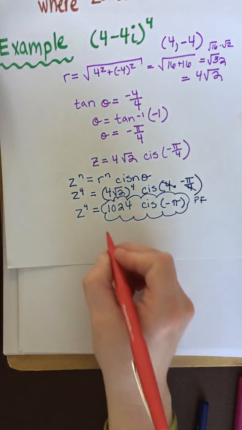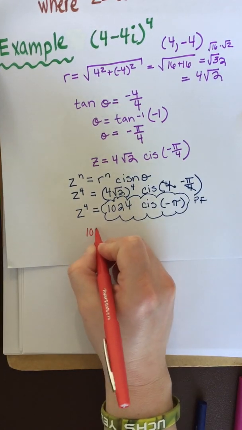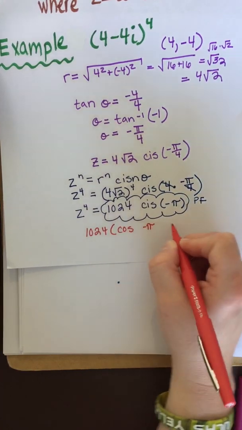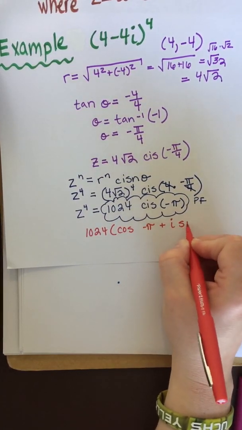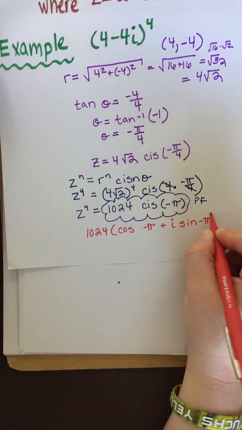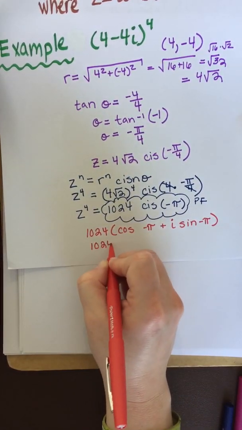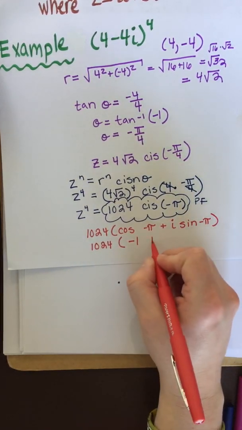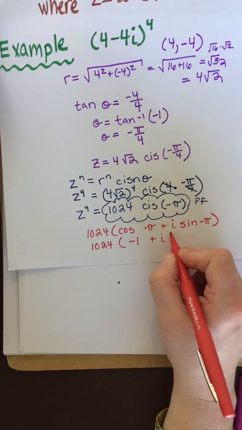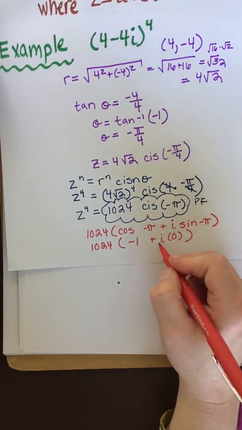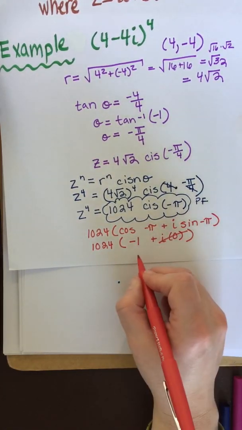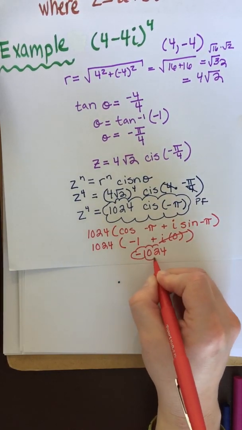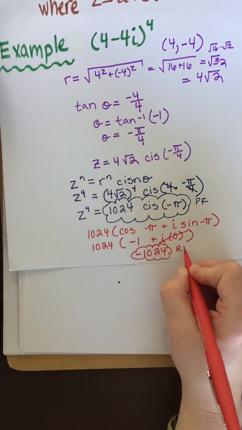Now, if I wanted to change it to rectangular form without doing all that crazy multiplication I was talking about, I'll use my formula. So that would be r times the cosine of negative pi plus i times the sine of negative pi. So that would be 1,024 times the cosine of negative pi is negative 1. And the sine of negative pi is 0. That's gone. Negative 1 times 1,024 is negative 1,024. And that is the rectangular form.